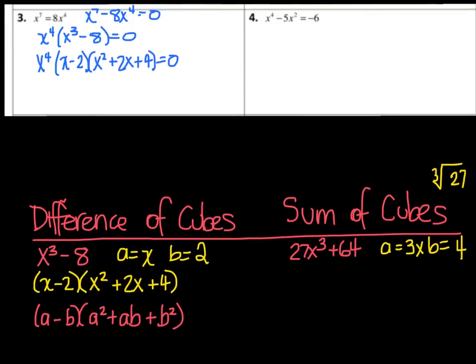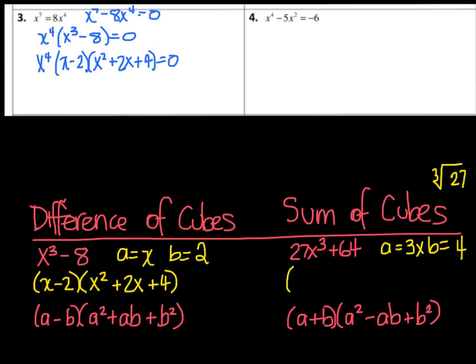The sum of cubes works the same. The formula is just a tad bit different because of the signs. So for the sum of cubes, instead of having a minus b like I do over here, I have a plus b. Then this sign changes to a negative when this sign changes to a positive. And the last one's always negative.